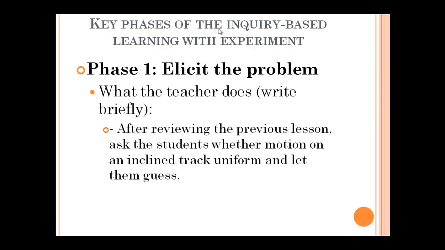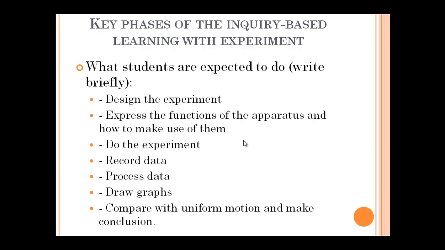Alright, key phases. Phase 1, elicit the problem. This is what I do after reviewing the previous lesson, which is about uniform motion. I ask the students whether motion on an inclined track is uniform, and I let them guess.